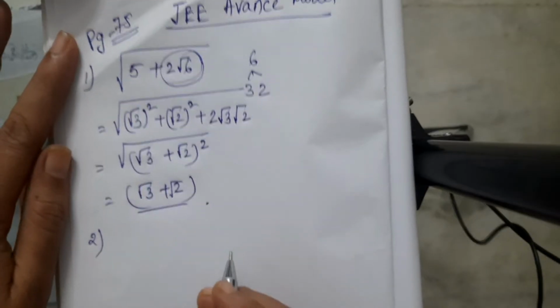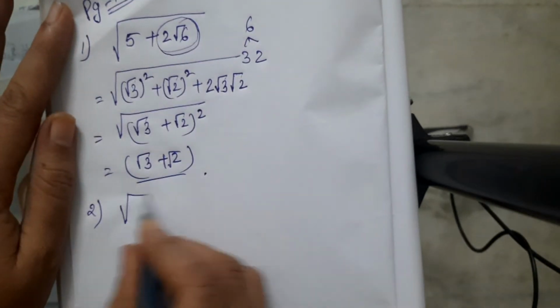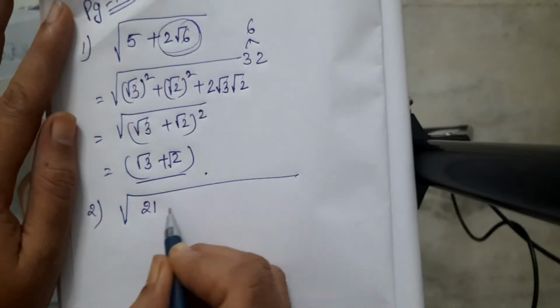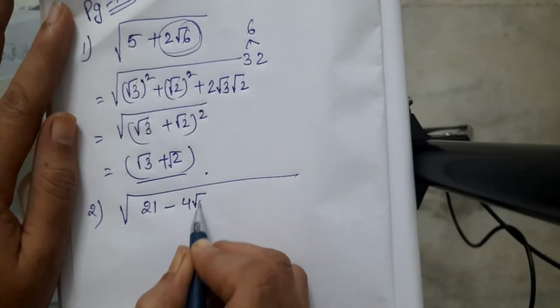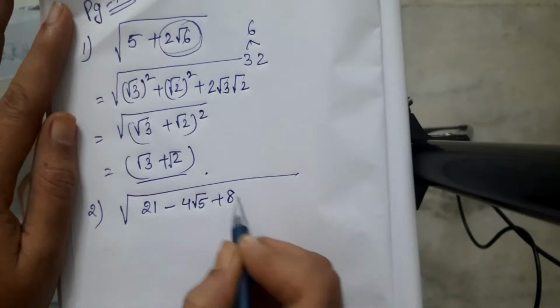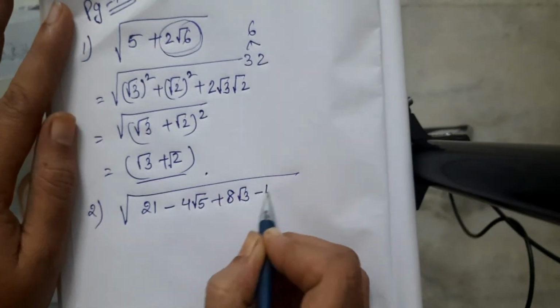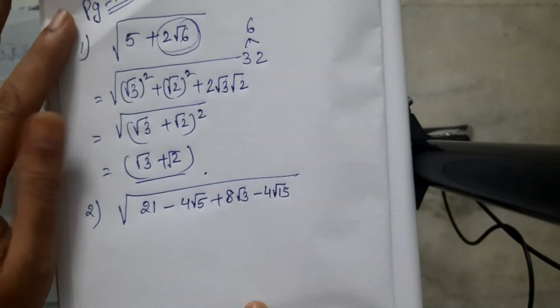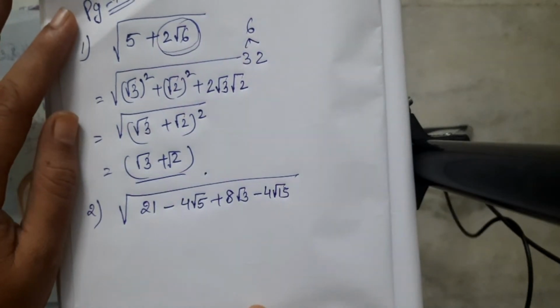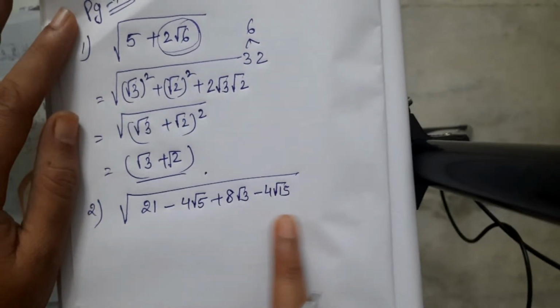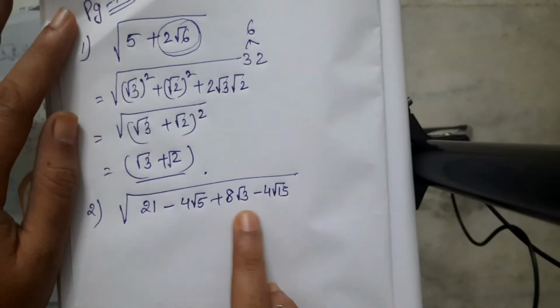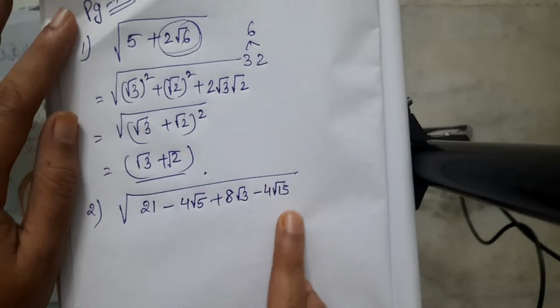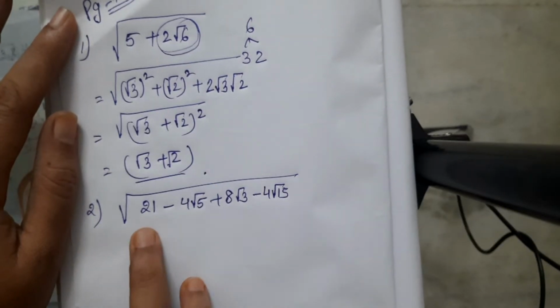Here, the second question is given overall: root 21 minus 4 root 5 plus 8 root 3 minus 4 root 15. So how are you going to solve this kind of question? Here all the numbers are in root form. Here 8 root 3 is there, 4 root 15, 4 root 5, and 21.